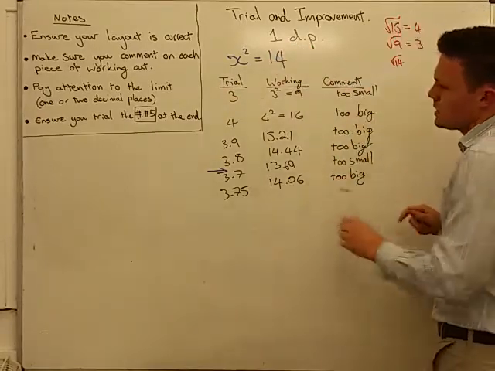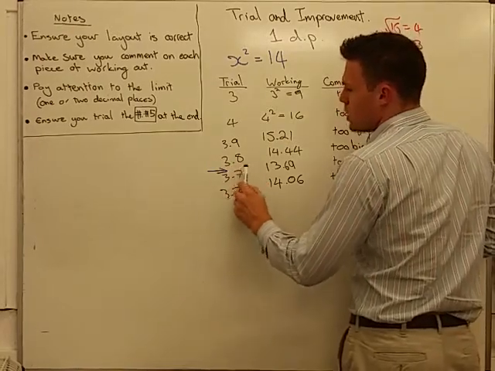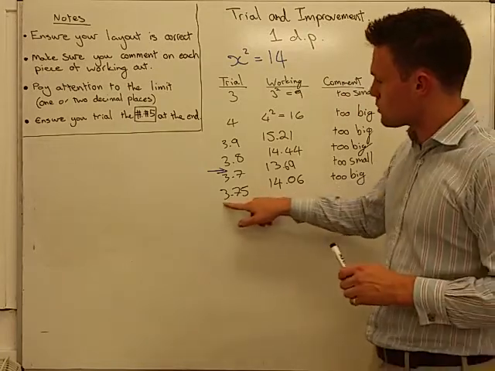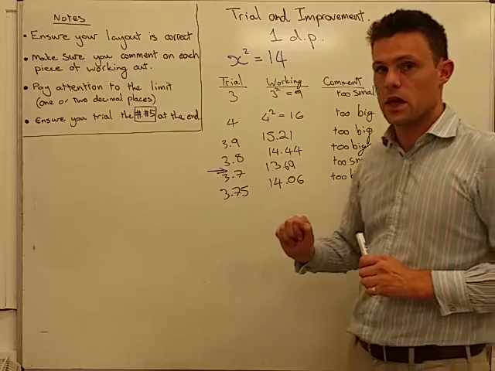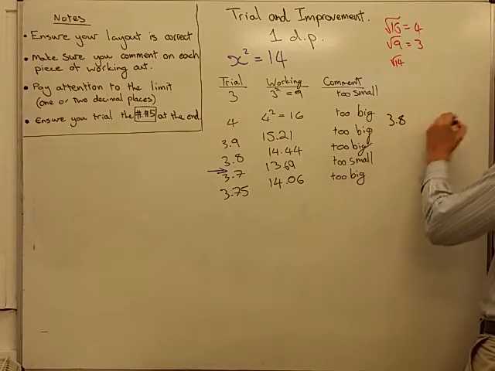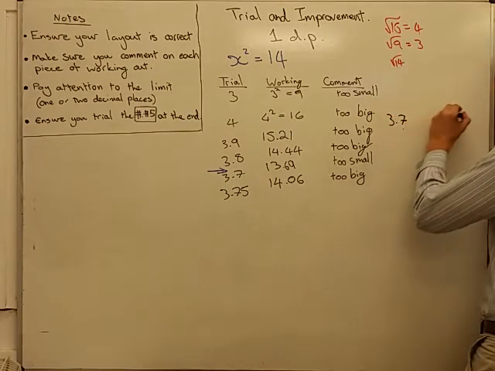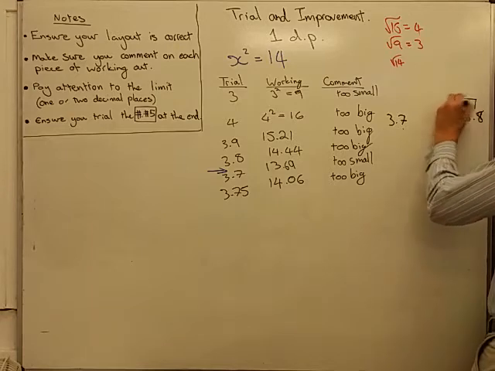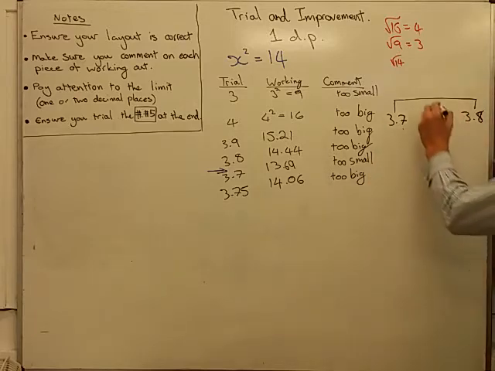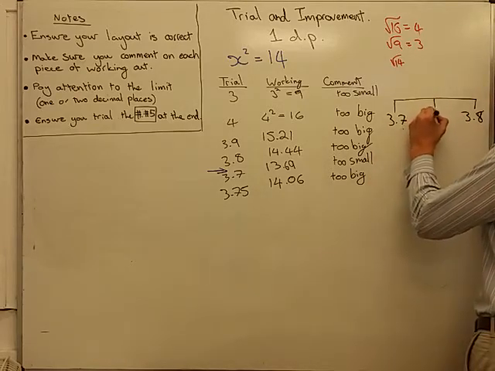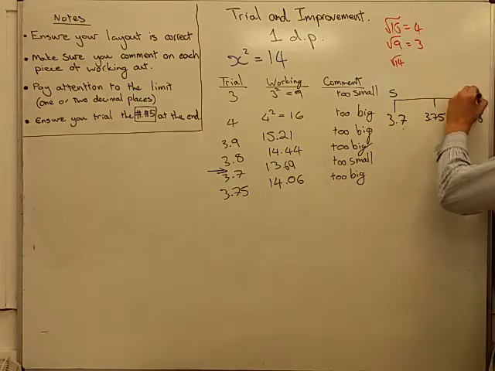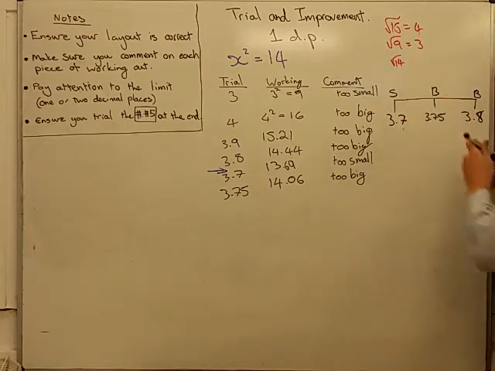And what that means is that my answer is either going to be 3.8 or it's going to be 3.7. I'm not going to worry about this 3.75 because it's got 2 decimal places. I am going to use it, however, because my answer, we've already said, is going to sit somewhere between 3.7 and 3.8. Whereabouts is it going to sit, though? Is it going to be close to 3.7 or close to 3.8? In order to find that, I use 3.75. 3.7 we established was too small, 3.8 was too big, and 3.75 was also too big.